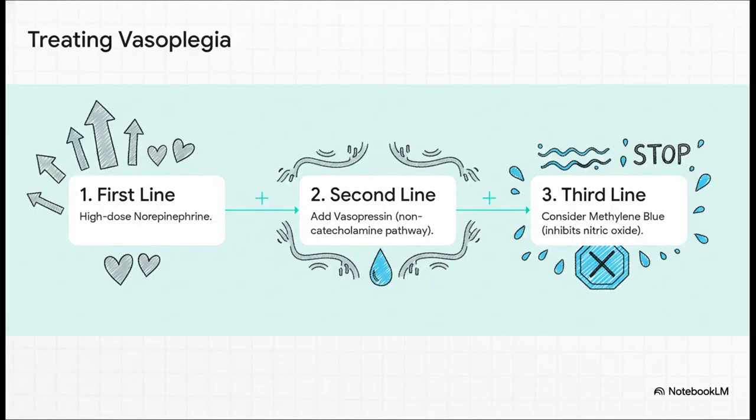The treatment here follows a very clear stepwise approach. We start with our standard vasopressor, norepinephrine, often at very high doses. If the patient is still hypotensive, we add a second agent that works through a completely different mechanism, and vasopressin is the classic choice here. If that's still not enough, we move to a third-line agent, methylene blue. Methylene blue is fascinating. It directly inhibits the nitric oxide pathways that are the root cause of the vasodilation. In those really refractory cases, it can be dramatically effective.